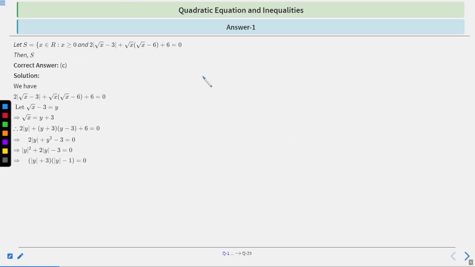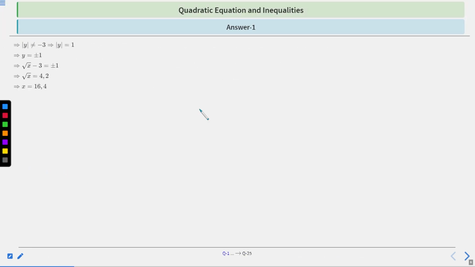Okay, let's discuss the solution. We have the equation 2 mod root x minus 3 plus root x into root x minus 6 plus 6 equal to 0. Suppose root x minus 3 equal to y. So root x can be written as y plus 3. Now replace root x with y. So we got 2 mod y plus 3 into y minus 3 plus 6. After solving, we got the equation mod y square plus 2 mod y minus 3.